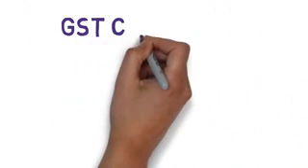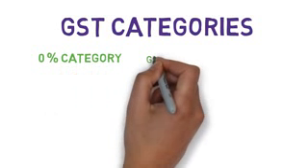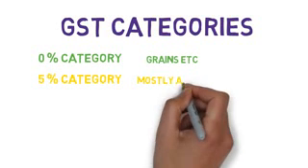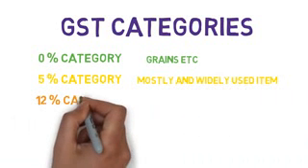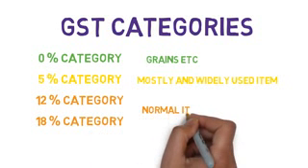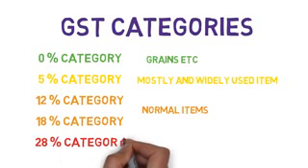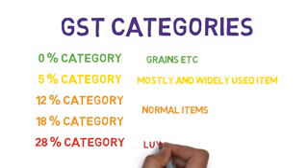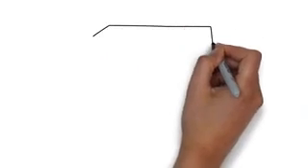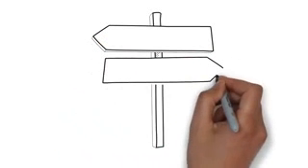We will also have 5 categories in GST in India. 0% category, which will apply on food grains etc. 5% category, which will apply on mostly and widely used items. 12 and 18% categories, which will apply on items which are normally used. 28% category, which will apply on luxurious items. After applying GST, the cost of items will increase or decrease.